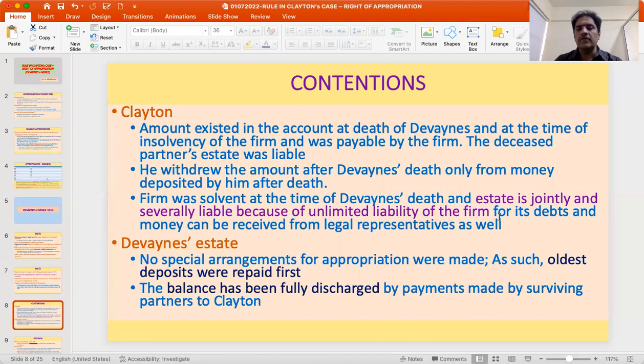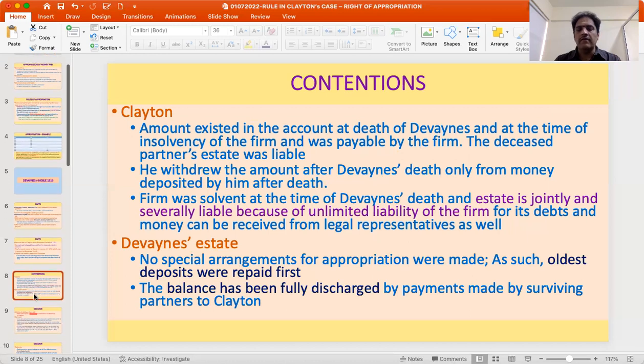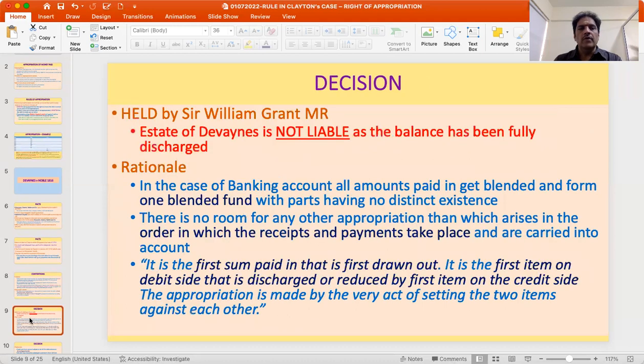Then what was the contention of Devines' estate? They said that no special arrangements for appropriation were made. So the principle was that the oldest deposits were supposed to be repaid first. Then, because of the amount that has been paid back to Clayton, the balance has been fully discharged by payments made by the surviving partners to Clayton. So accordingly, there is nothing due from the estate of Devines for the money that is owed to Clayton. The decision given by the court was that the estate of Devines is not liable as the balance has been fully discharged.